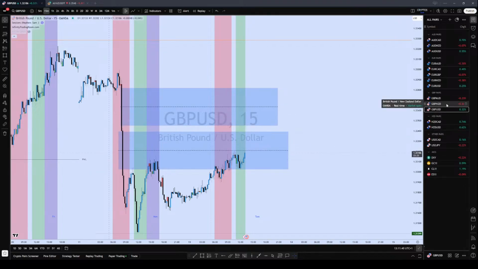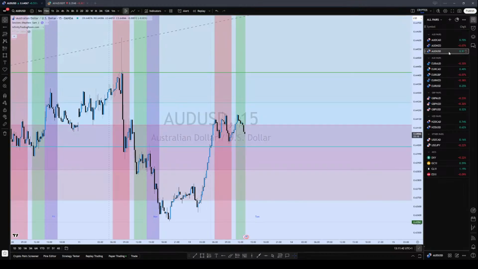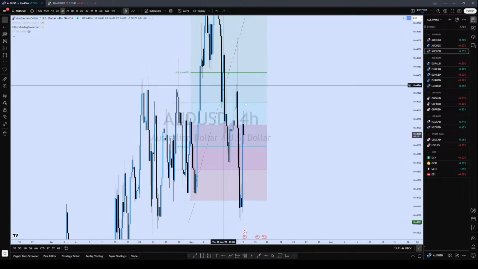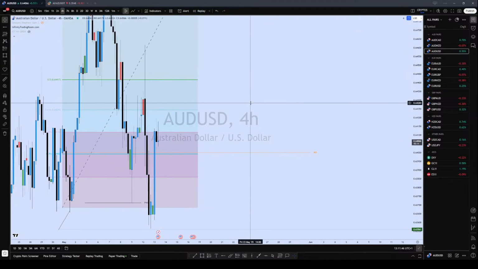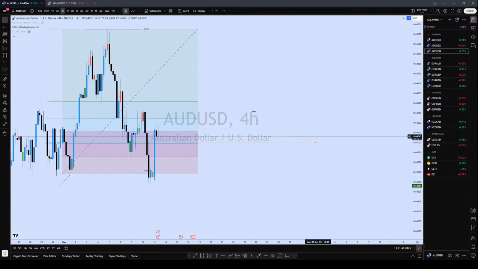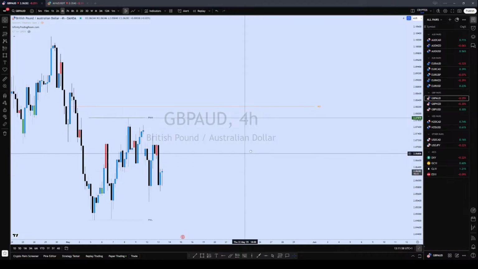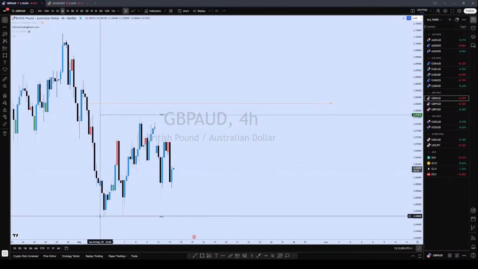Next will be Australian dollar. On the Australian dollar, this on the H4 looks like high, low, pullback into order block. And then now, yesterday I actually made a mistake with the pound Aussie, expecting it to come and attack this low.